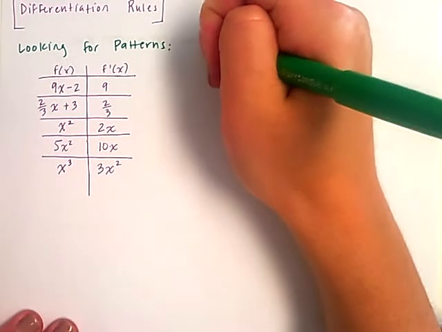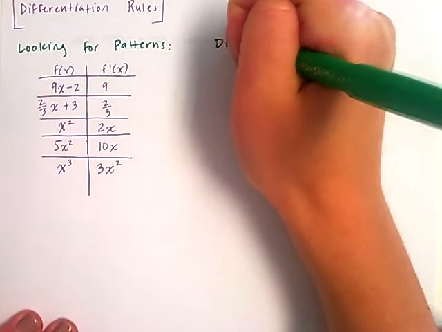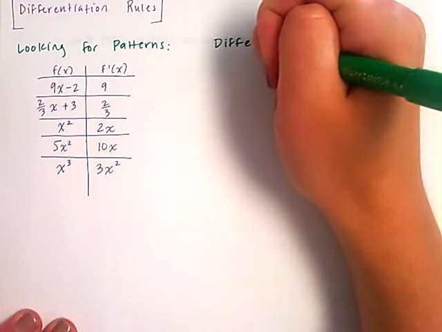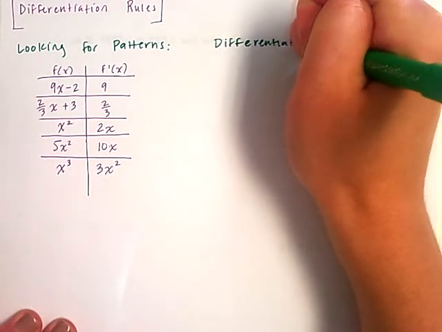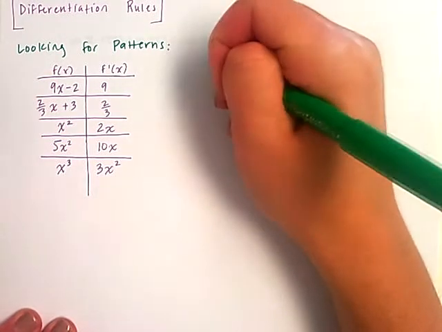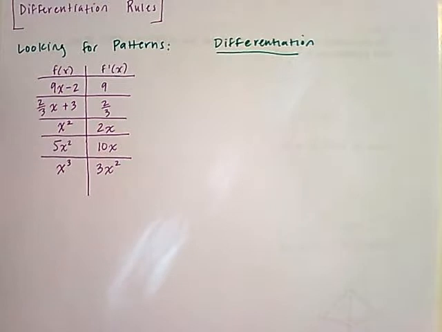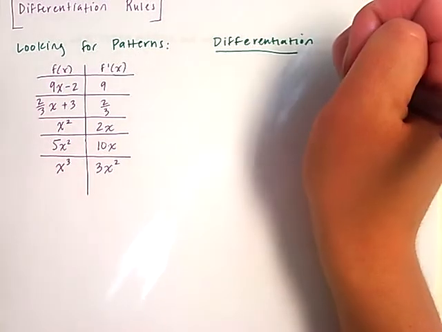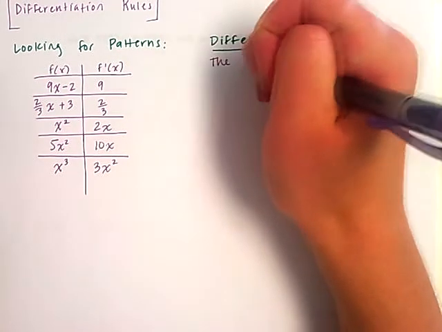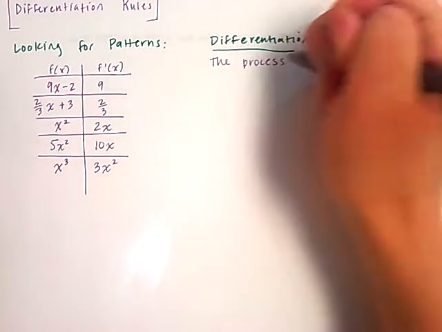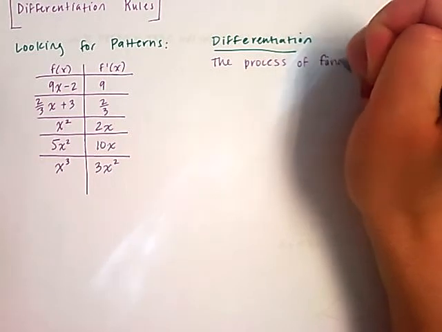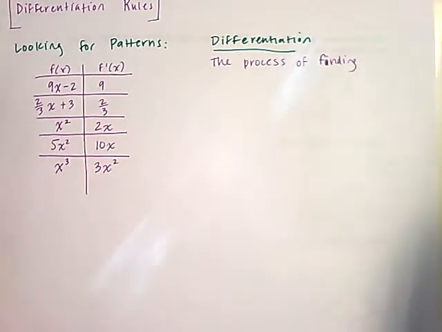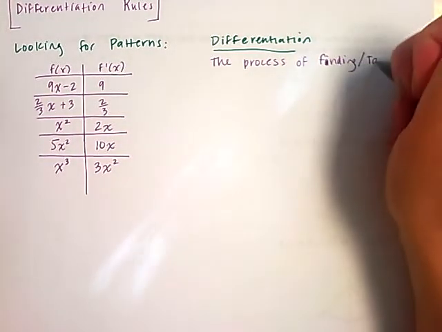So first of all, just to define the idea of differentiation, we've talked about being differentiable. So differentiation, we will define as the process of finding the derivative of a function. Sometimes we'll also say taking the derivative of a function.